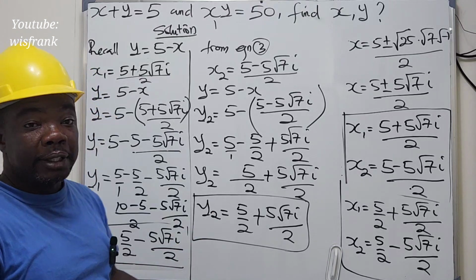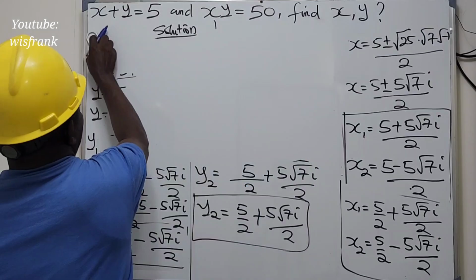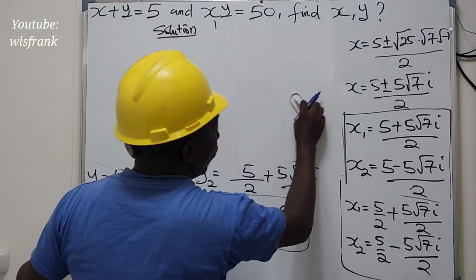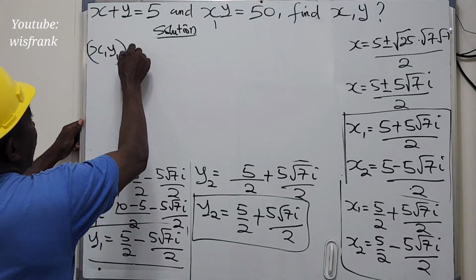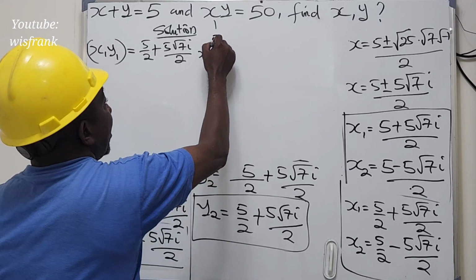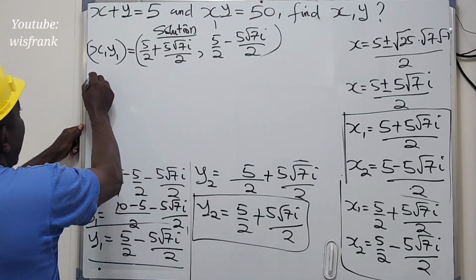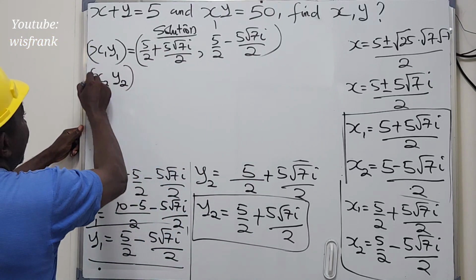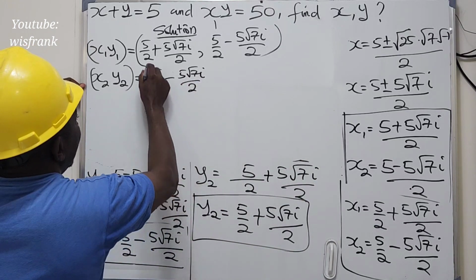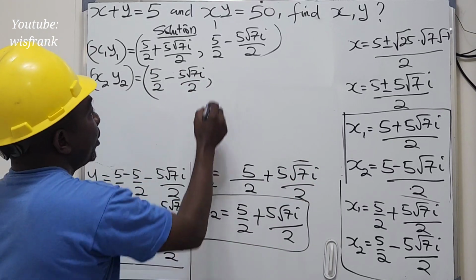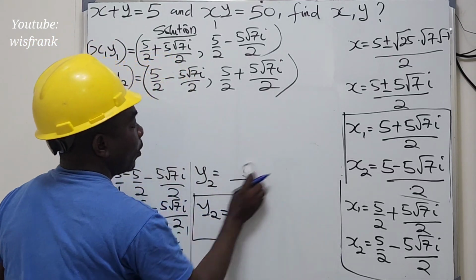Also, let us express this the way we understand. So our value of x1, y1 will be expressed as x1, y1 equals 5 all over 2, and y1 is 5 all over 2 minus 5 root 7i all over 2. Then for x2 and y2, our x2 remains 5 all over 2 plus, and for y2 we have 5 all over 2 plus 5 root 7i all over 2. So these are the values of x and y that we have.